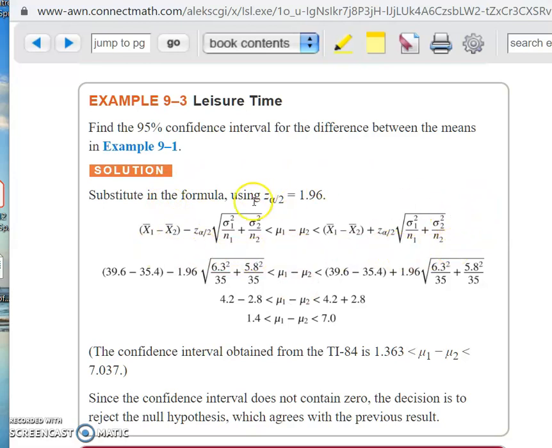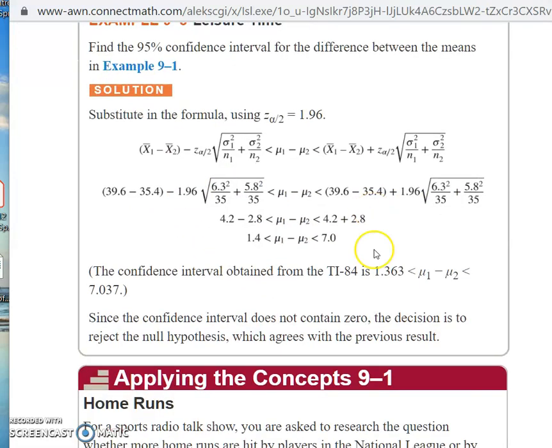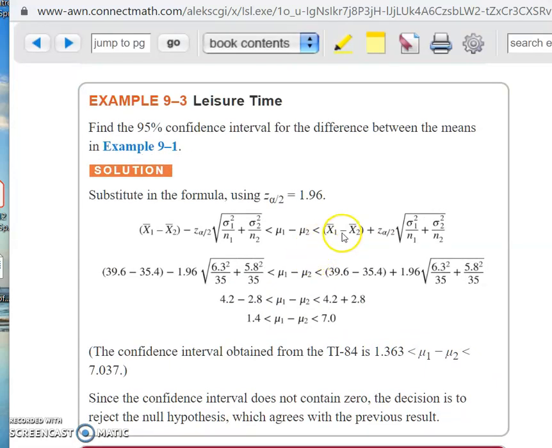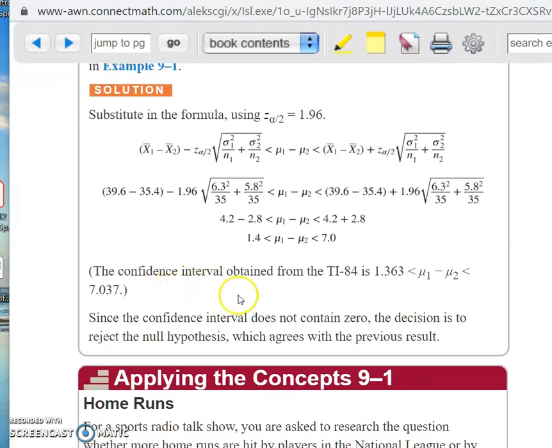Please do me a favor. Always write down the formula, and then you just plug things in. And here's what you come up with. The 95% confidence interval is 1.4 to 7.0, and mu1 take away mu2 is not in here. The null hypothesis would say that that's equal to 0. Well, 0 is not between this number and this number. Therefore, we would reject the null hypothesis. So that's what he's saying right here. And that agrees with our previous result. That's the way we did it before.